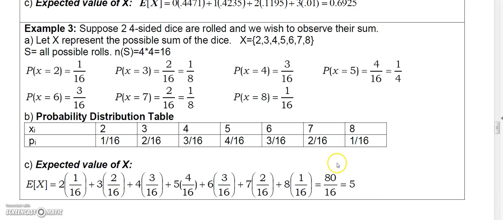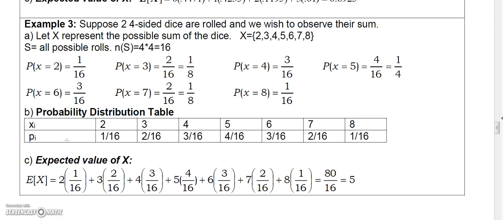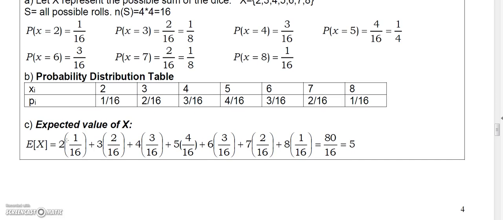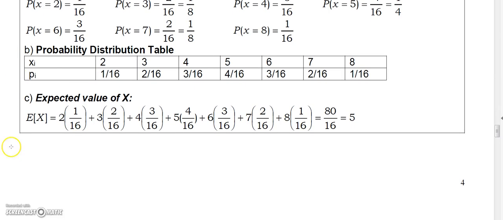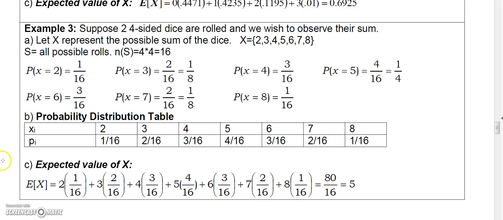Now that just means that on average, you're expected to get a sum of 5. It doesn't necessarily mean you'll always get a sum of 5. It just means that your average is a sum of 5. Okay, so these were just some basic problems where you calculate expected value. I'm going to do a little bit more advanced problems in the next video for calculating expected values, and I'll also do some problems that involve some gaming theory.